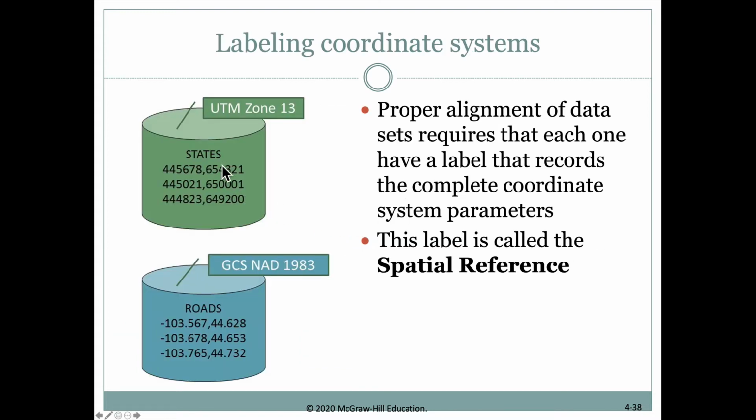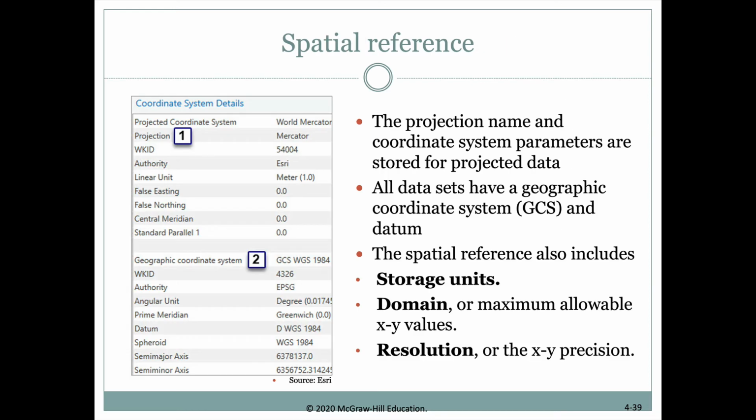Part of this idea is that the data is stored in these coordinate systems, but there's also going to be a spatial reference associated with that. So in the geodatabase, we can actually look at the spatial reference. The spatial reference is going to tell us what the projected coordinate system is, and it's also going to have a geographic coordinate system associated with it. So in the spatial reference, it includes the storage units, the domain, which is kind of the minimum and maximum x and y's of where the data covers, and then the resolution, which is how precise it is.